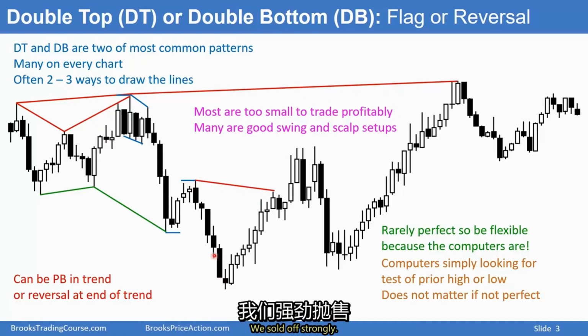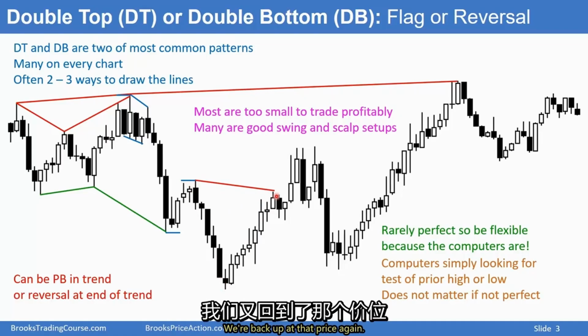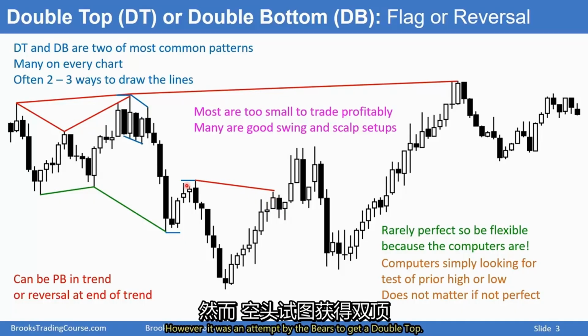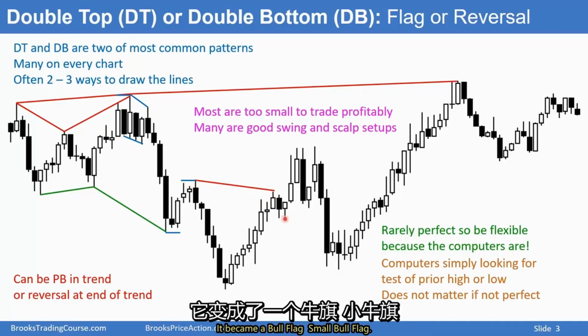Top of the bear flag, we sold off strongly. We're back up at that price again. Will we sell off again? Probably not after 8 bull bars. However, it was an attempt by the bears to get a double top. It became a bull flag, small bull flag.